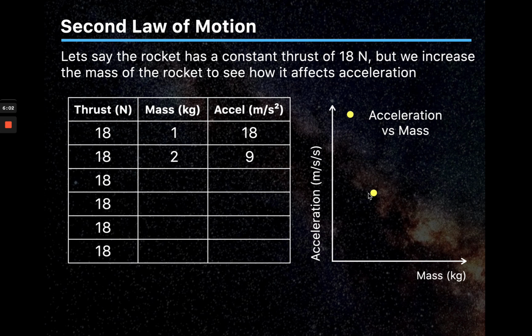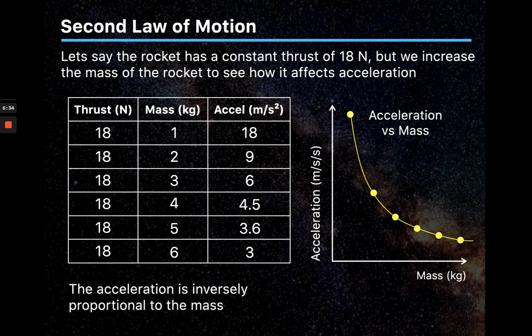Let's further increase the mass to 3. And the acceleration is, well, 6. So you can see as we're increasing the mass, the acceleration is going down. And I think that just makes sense, right? The more massive the object, the less acceleration you have, especially if the thrust is constant. So we can keep doing this, right? You can see that the acceleration keeps going down and down and down. And we can plot a line here, more so a curve. So you can see the acceleration is inversely proportional to the mass.